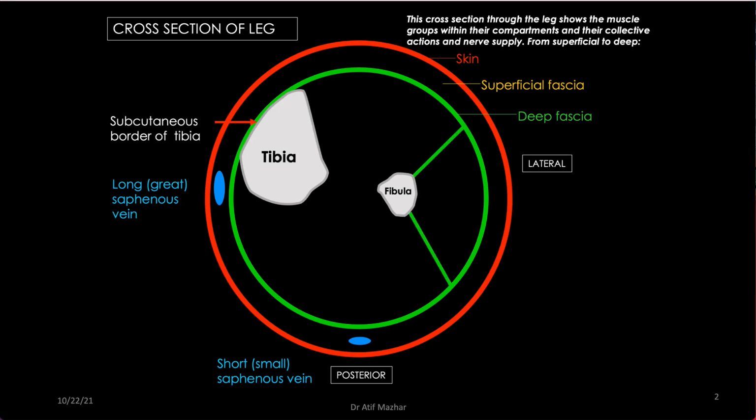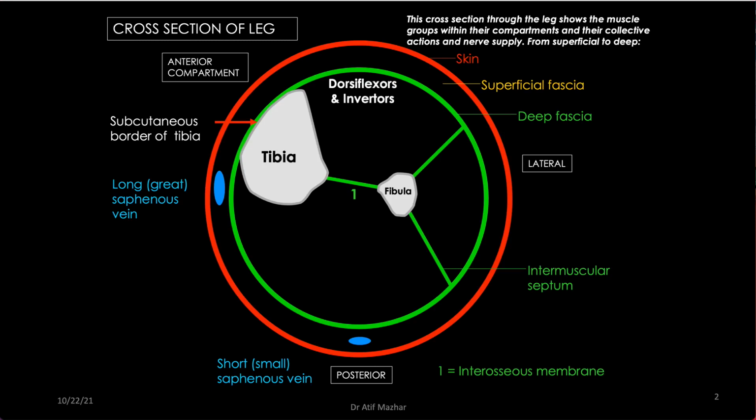And then as usual we have these intermuscular septa, and then the interosseous membrane, which connects my tibia with the fibula. These intermuscular septa divide my leg region into three distinct compartments. And then what do we have? Anteriorly we have the anterior compartment of the leg.